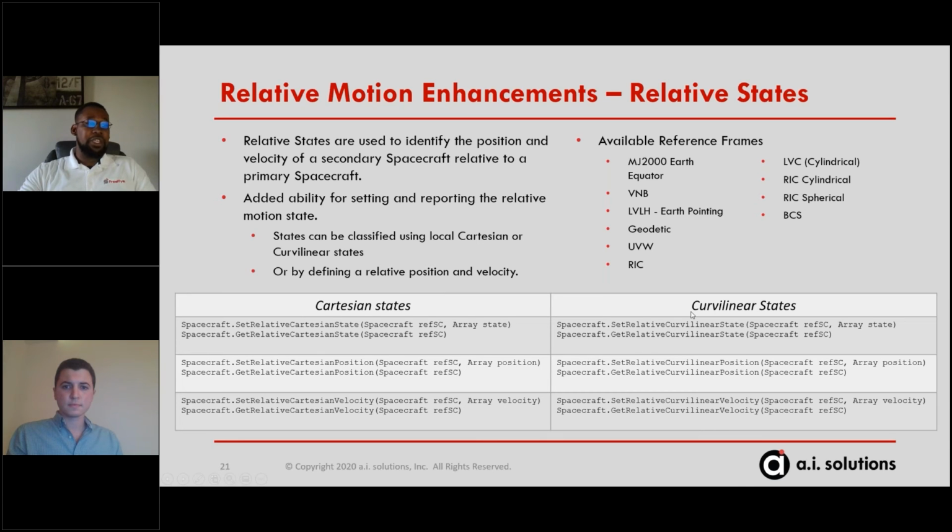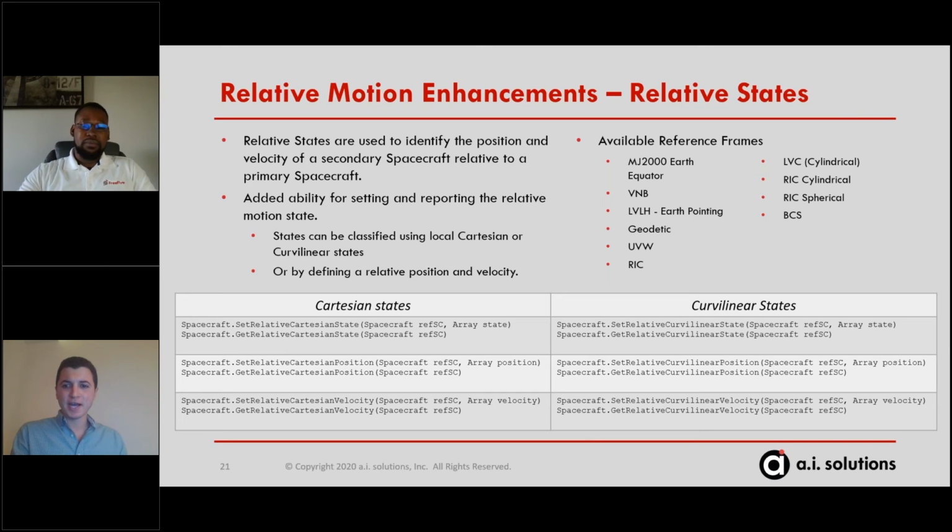And again, you actually use these methods here. There's an additional argument that can be added to any of these methods to define the relative reference frame that you want to output your relative state. So we have that built in, very simple, easy to use.